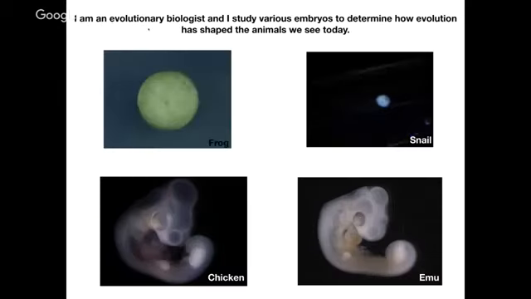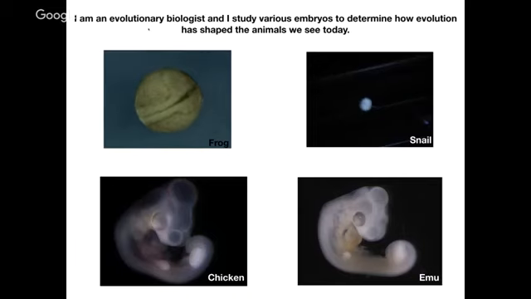So as Dr. Squire said, I am an evolutionary biologist. And what I do is I study various embryos to determine how evolution has shaped all of the animals we see today. So basically what I am is just curious about animal diversity and how do we generate that diversity.